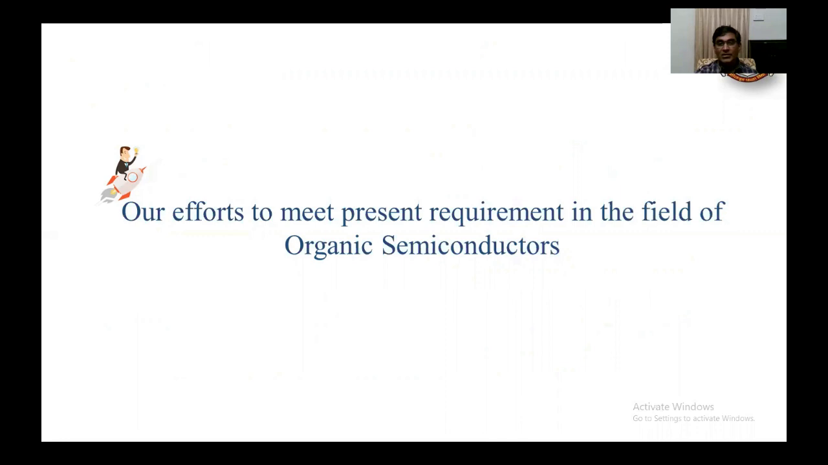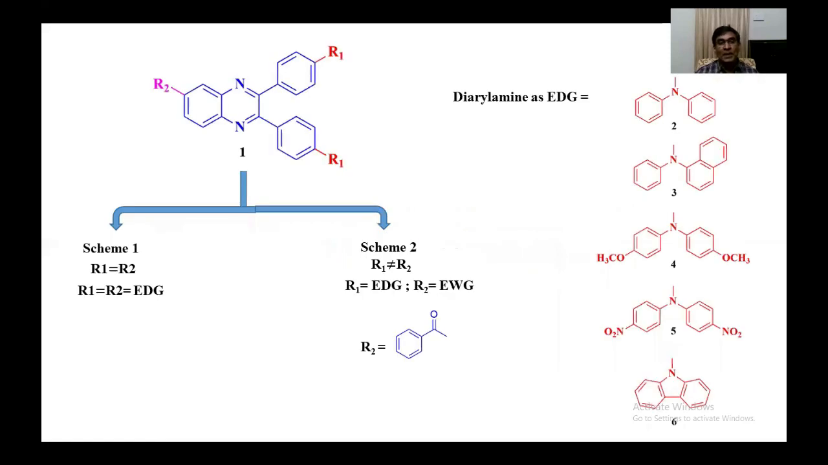Now, this is the first scheme I'll show you here. So, what we have done in our research group: we have taken this quinoxaline. This quinoxaline has nitrogen atoms as an electron deficient moiety and acts as an acceptor, and to this we have added the donors. Now, R1 and R2, these are the donors we have attached to this electron deficient quinoxaline.